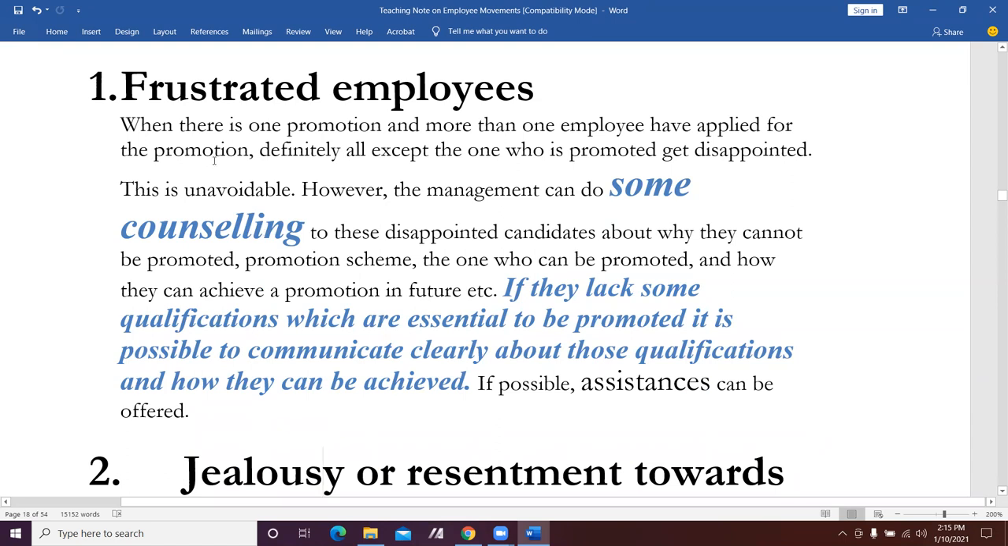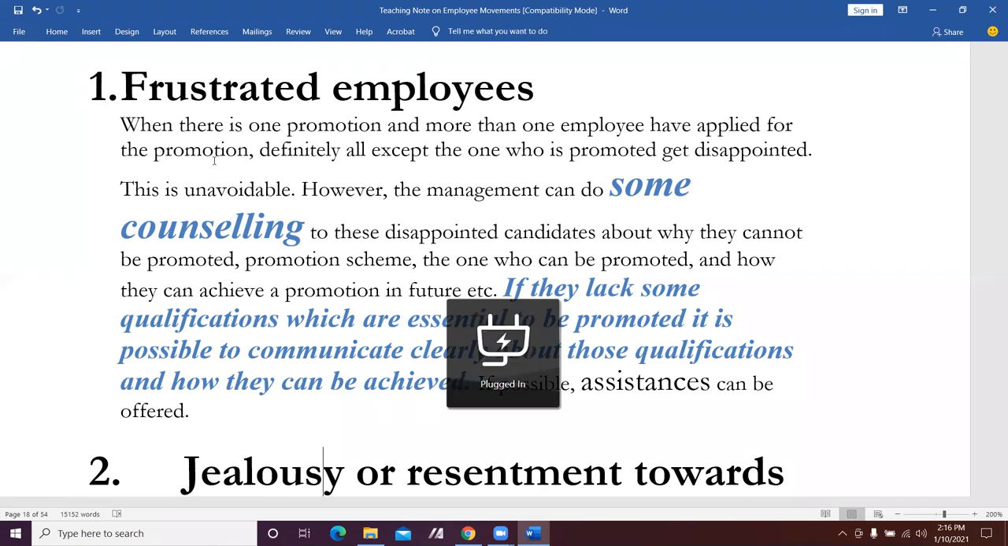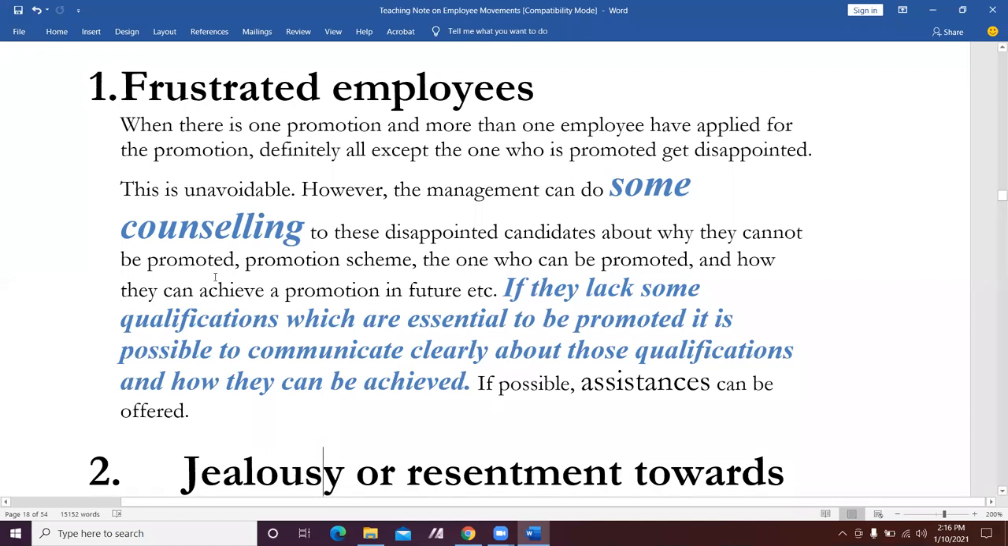One strategy to reduce the degree of frustrated employees. We may not be able to, more likely we are not able to, eradicate frustrated employees, but we can minimize the number. How? One strategy is, we can develop a very objective promotion scheme. Then people will be able to do a self-evaluation of whether they are suitable for the promotion, whether they are going to be selected or not. If they understand that they will not be able to get the required marks of the scheme, then if they are intelligent, they will decide not to apply. In that way, we can reduce the number of frustrated employees.